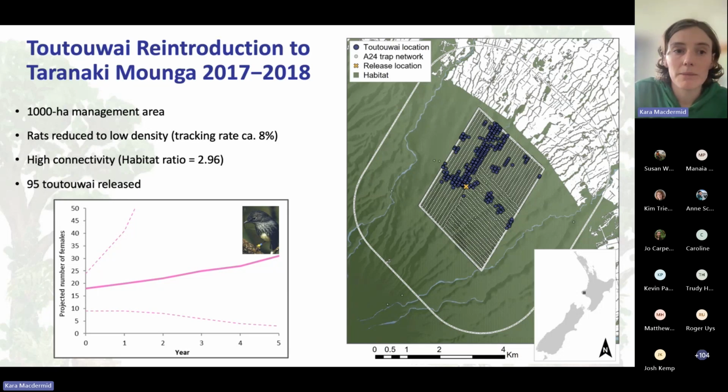The model is built from data with those 10 sites on the previous slide, and this showed that there was a good chance of population persistence and growth at the site with current management, which is what guided the decision to reintroduce.